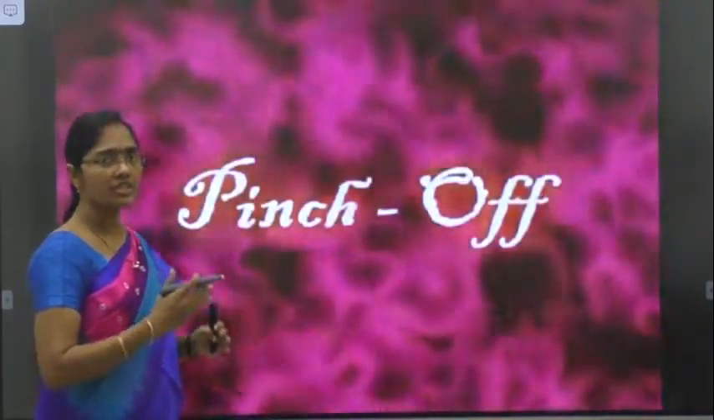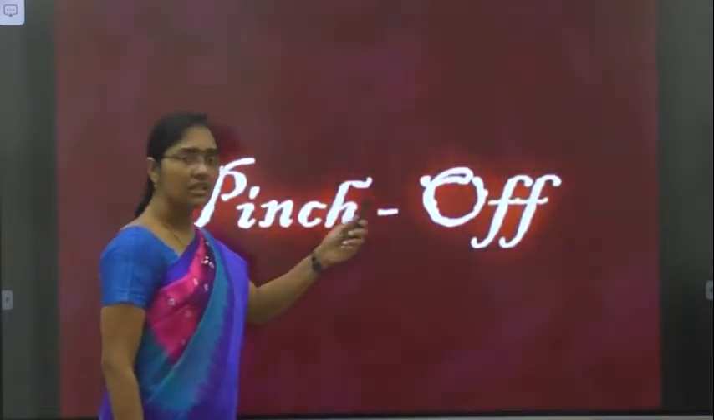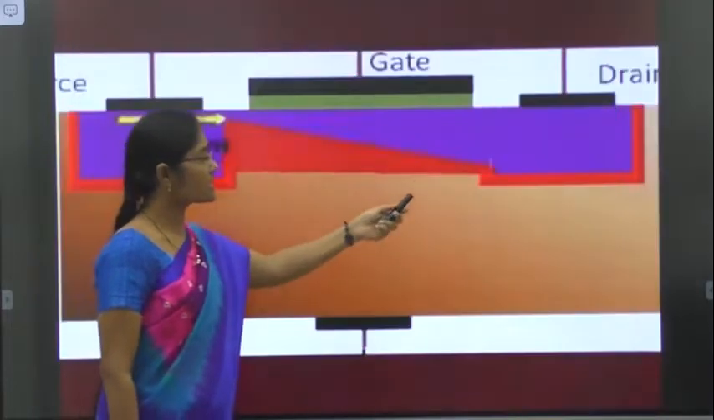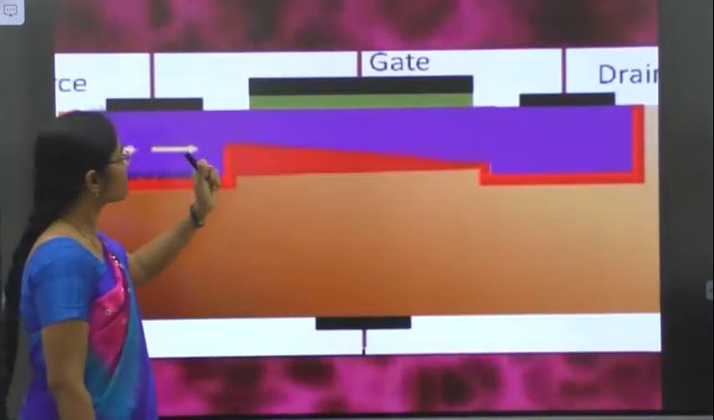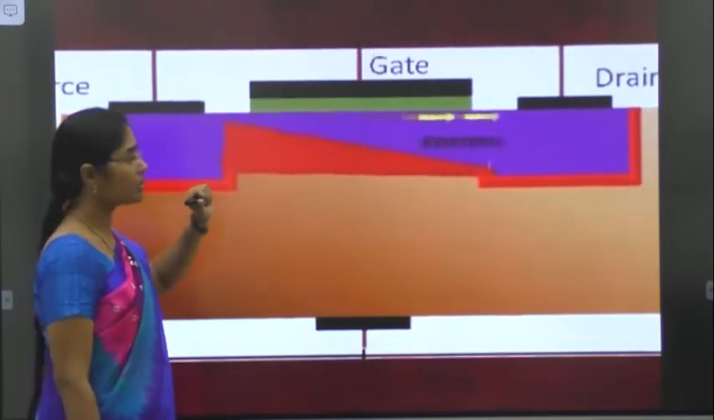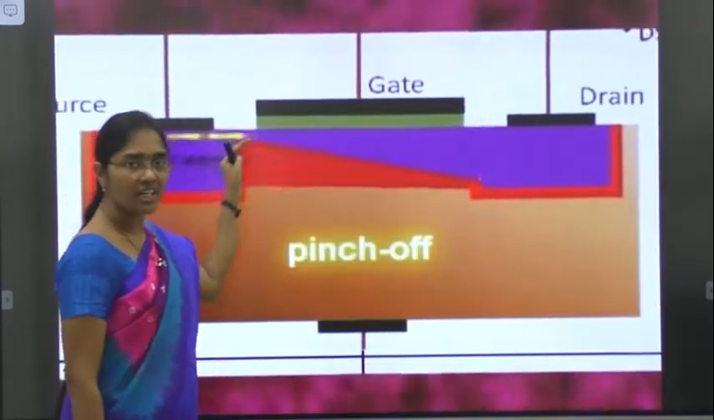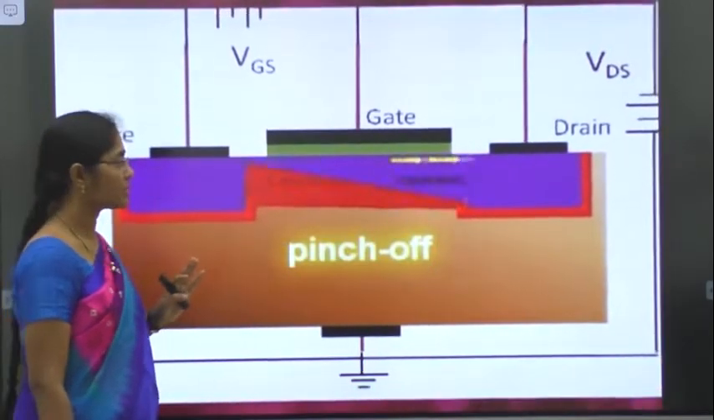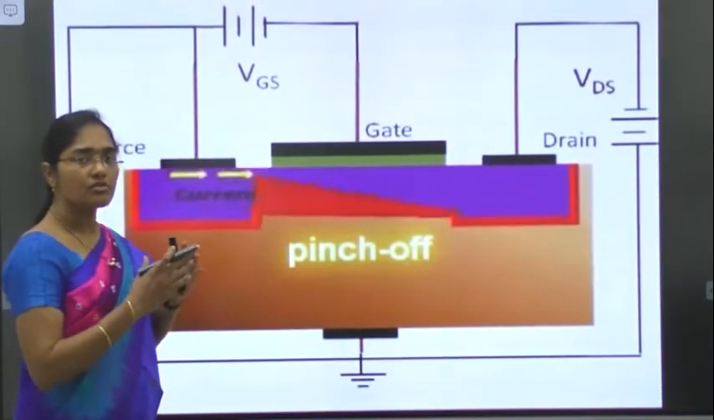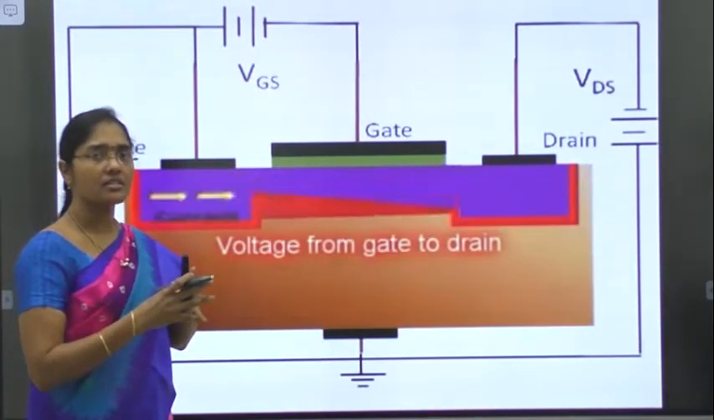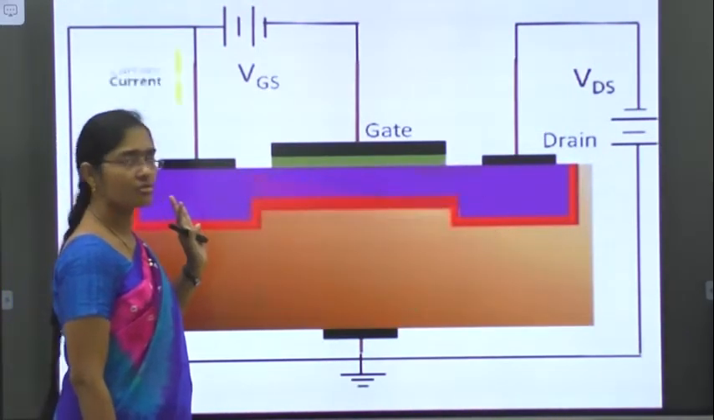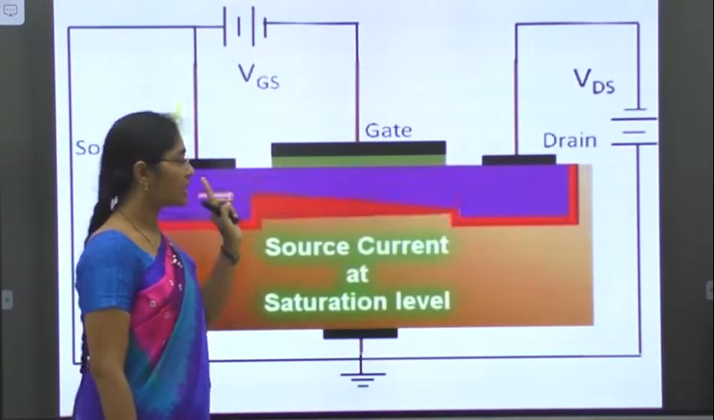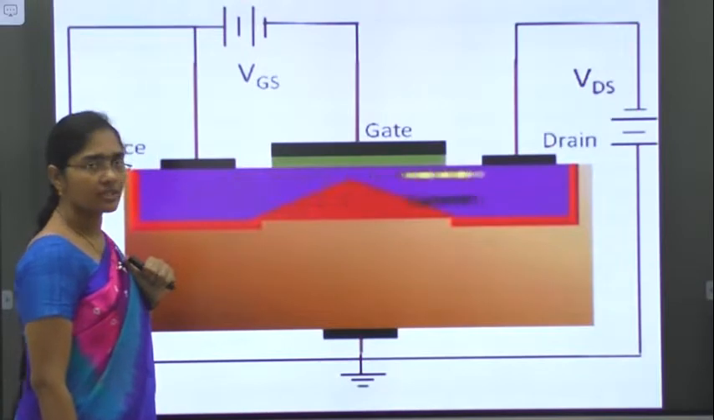When the drain potential is increasing, what will happen? At the drain side, the depletion region is increased. Because of that, the channel starts pinching off. Because the channel starts pinching off, the number of carriers flowing becomes constant, so that current reaches its maximum. Now, because of that, the transistor is acting as a constant current source, because a constant amount of carriers is moving, and current is constant.